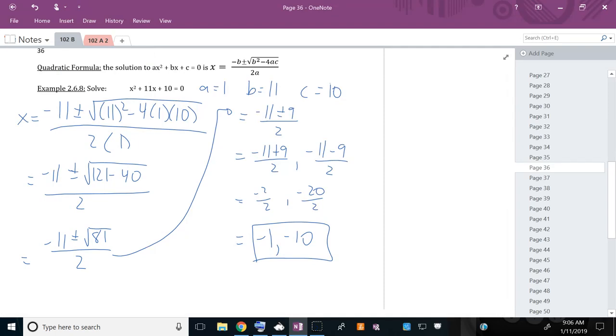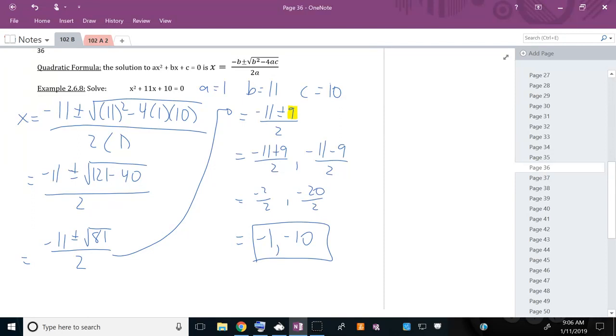So the square root of 81 is 9. So again, if you get a perfect square, let's take that square root. And that meant we could have solved by factoring. Now again, the way you solve is entirely up to you. So if you use the quadratic formula anyway, that's perfectly okay.